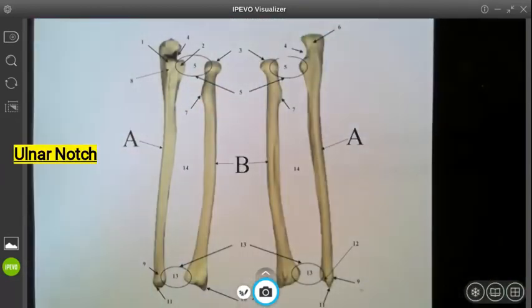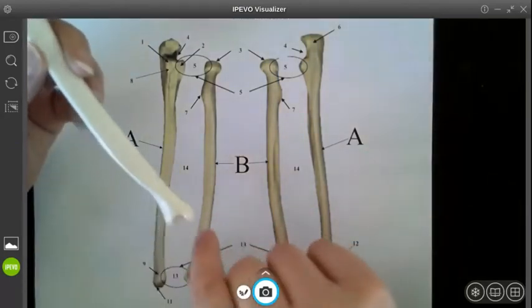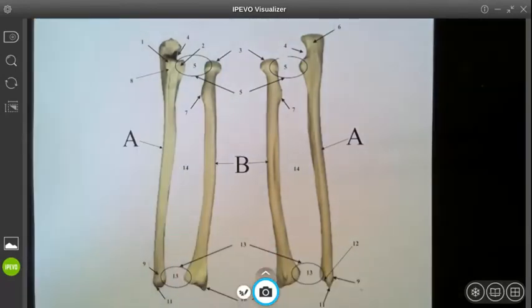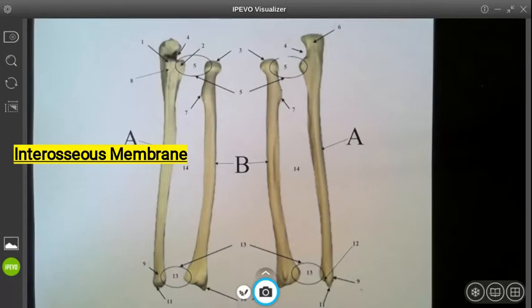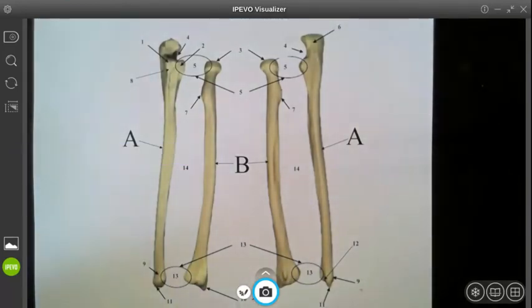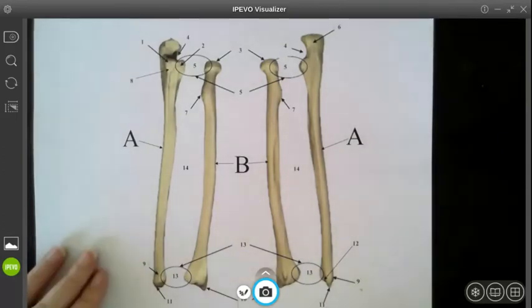Number 12 is the ulnar notch. Number 12, that's actually where the radius is going to fit in. And that's that structure right here, the ulnar notch. 14, that space in between the two bones, we call that the interosseous membrane. When I show you the tibia and fibula, you'll actually get to see what that looks like because it's on the picture itself.